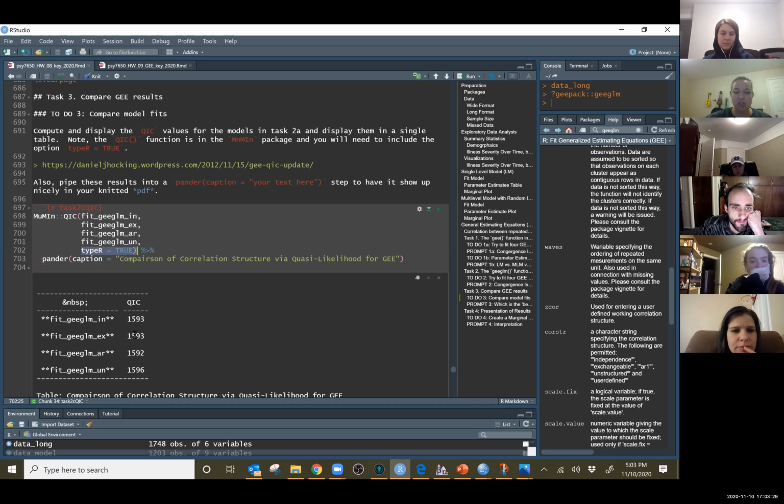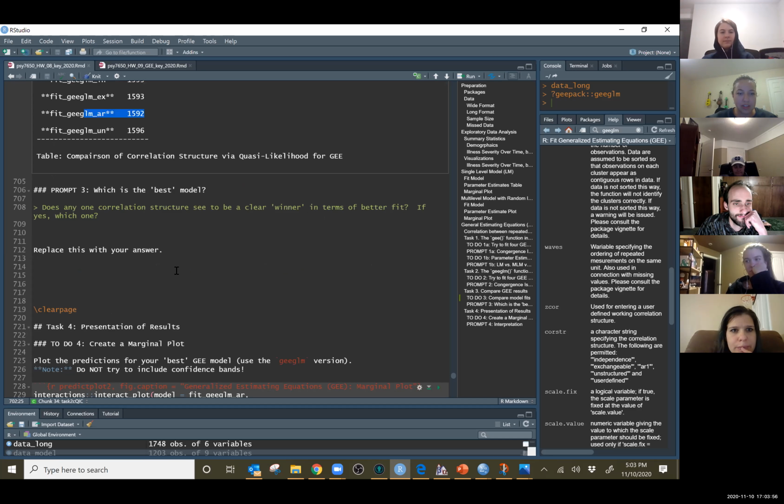type R equals true. So which becomes our best model at this point, including the three-way interaction? What do we want QIC to be? We want it smallest, so that's autoregressive. Now, how much better is autoregressive versus exchangeable and independent? Just a tiny bit, but we'll go with it.